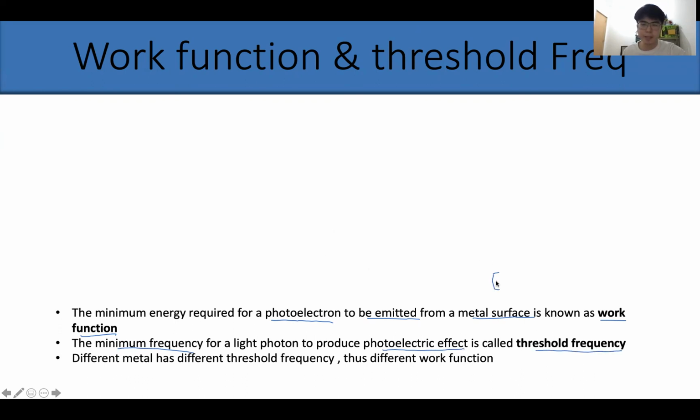So they are related. E equals hf, right? So if this is the work function, then this is my threshold frequency. They are proportional. So if the threshold frequency is high, then the work function is high. The energy needed to release them is also high. Different metals have different threshold frequencies and thus different work functions. So some things to take note.